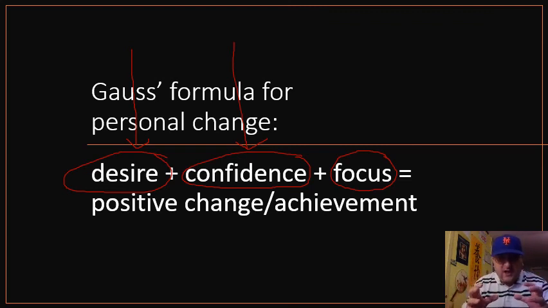So every time you fix your English, every time you improve a little bit, congratulate yourself. Be happy. Keep building your confidence. Because if you want something, but you don't believe that you can get it, that's going to make it impossible for you to achieve what you want to achieve. Finally, focus. So you want to fix your English. You believe that you can fix your English.